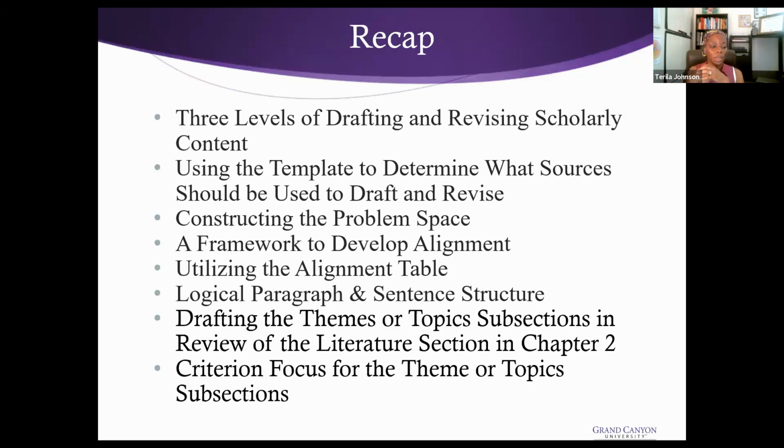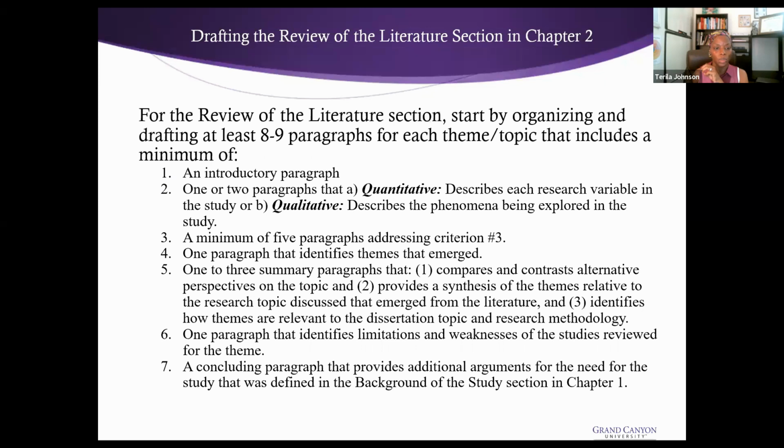So let's just recap here before we stop and start asking questions. Again, I recapped the 3 levels of writing and drafting using scholarly content, and ways to use the template to determine what sources you actually need. I think I should back up just a little bit with that. So let's come back to when we're talking about using the template to discover what sources I actually need to write this.